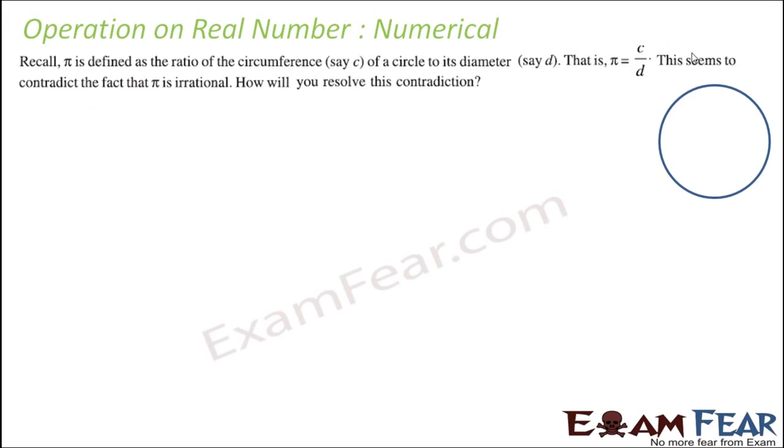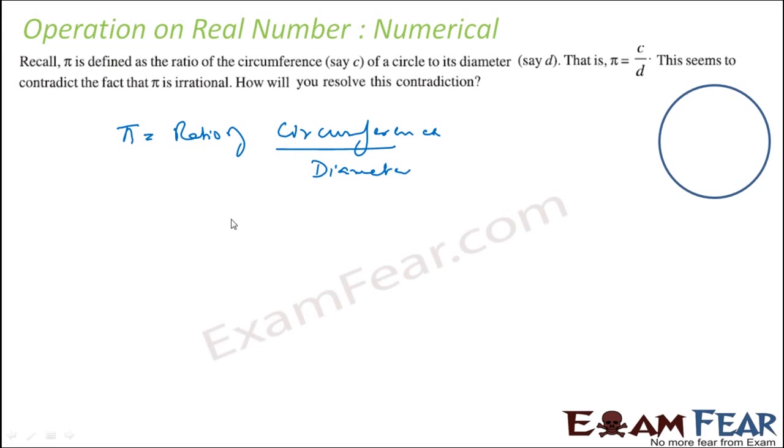Okay, let's take an example. Pi is defined as the ratio of the circumference of a circle to its diameter, that is pi. This seems to contradict the fact that pi is an irrational number. How can you resolve this contradiction? See, what this is trying to say is pi is the ratio of circumference by diameter, right? So pi is nothing but circumference by diameter.